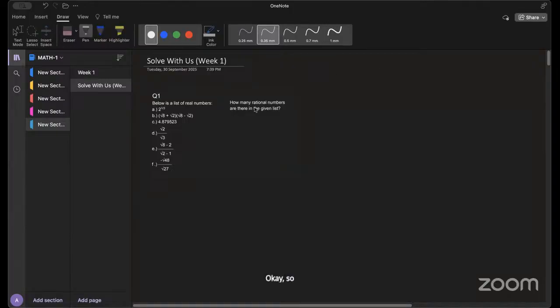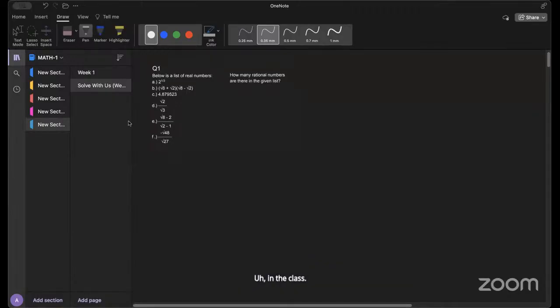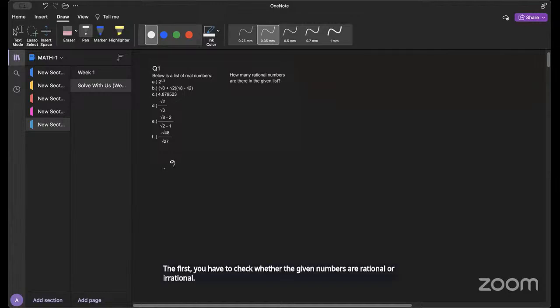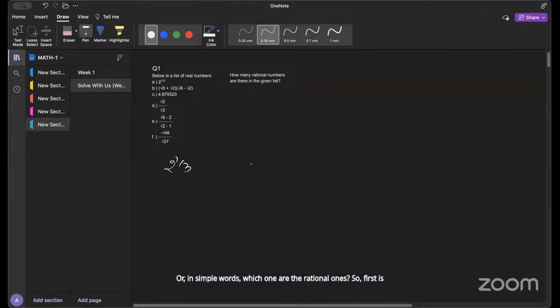Okay, so we'll do it now in the class. First, you have to check whether the given numbers are rational or irrational, or in simple words, which ones are the rational ones. So first is 2 to the power 1 by 3. These powers of 2 are irrational in nature, because you can't actually write them as a fraction; root 2 is irrational.